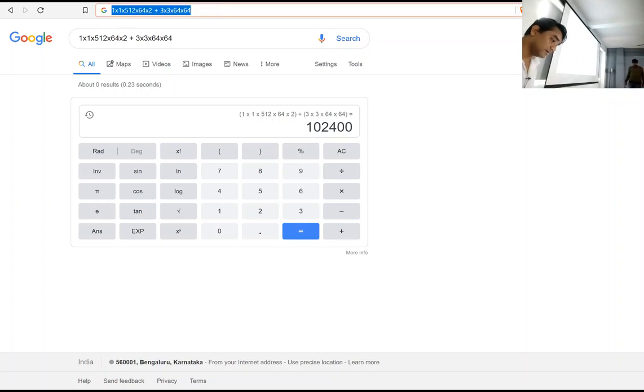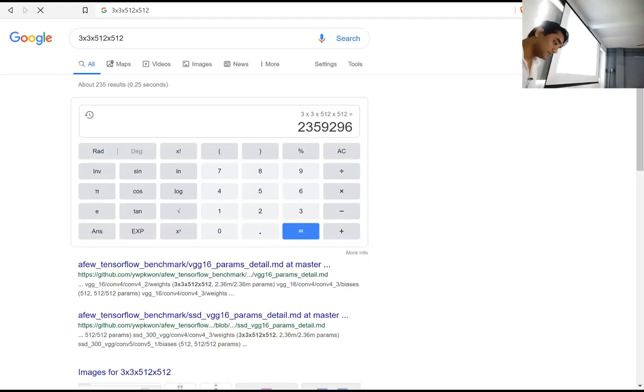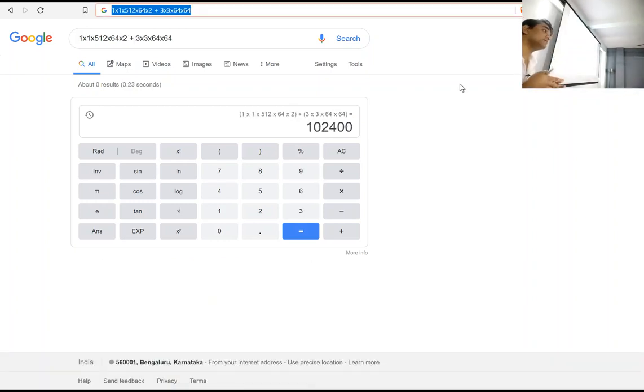And in the other case, you will be using 3 cross 3 cross 512 cross 512. You see the gap? This is 2 million. This is 100,000. That's the gap. So when you add the load because of batch normalization, it's not going to matter a lot.